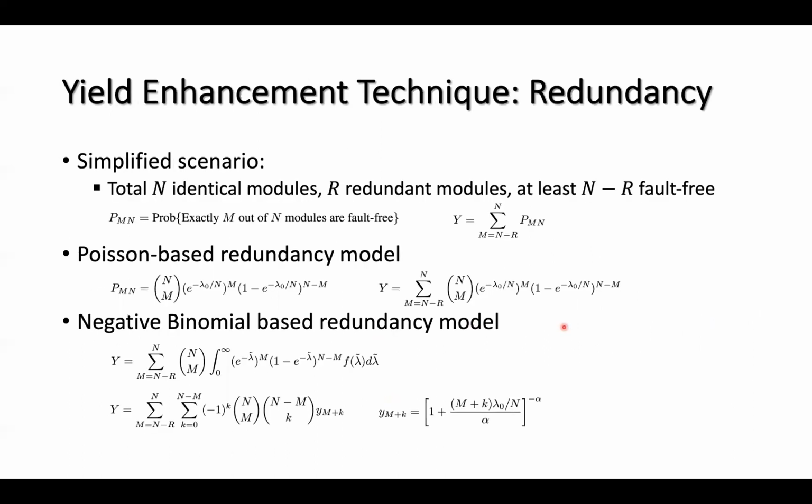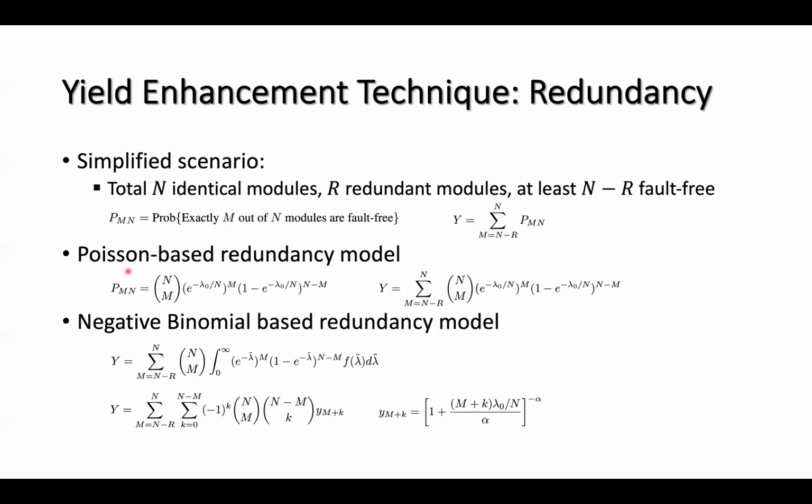The thing we care about is how to improve the yield. One commonly used yield enhancement technique is redundancy. The simplified scenario of redundancy is that the chip has n identical modules, among which r are redundant. For the chip to work properly, we need at least n minus r fault-free modules. We define m as the number of fault-free modules. So as long as m is at least n minus r, we sum over the probability of m from n minus r to n, and that would be the yield.